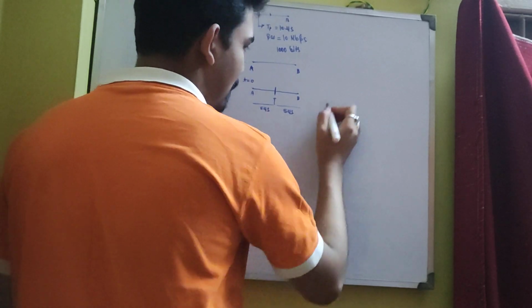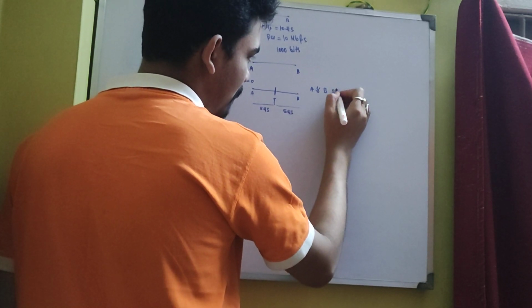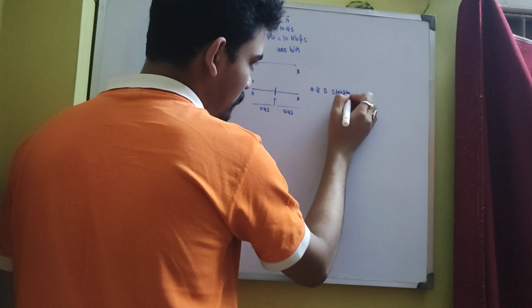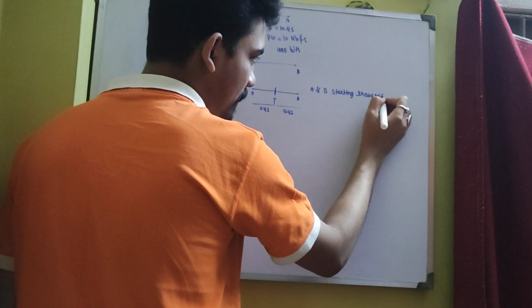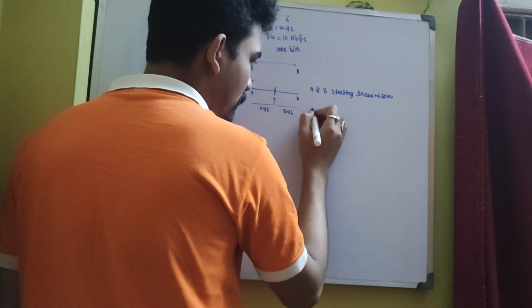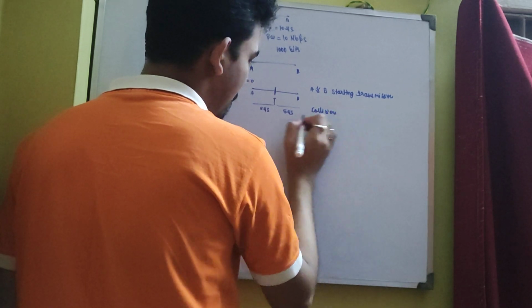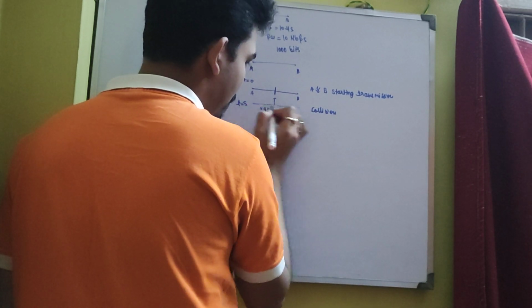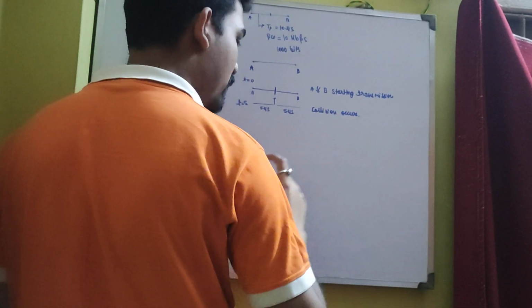Now, at time t equal to 0, A and B start their transmissions. Here A and B are not detecting the collision, but the collision occurs at time t equal to 5. Collision occurs. We are not detecting it. We are just saying that the collision has occurred.